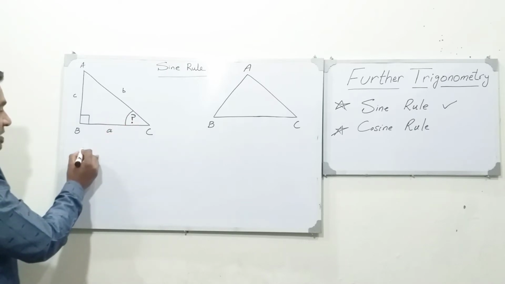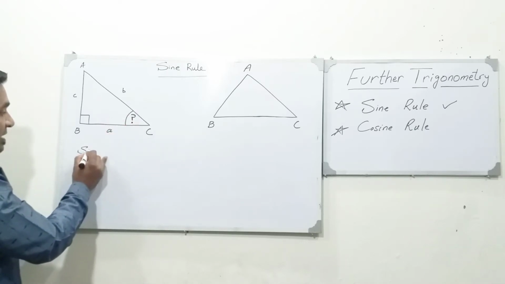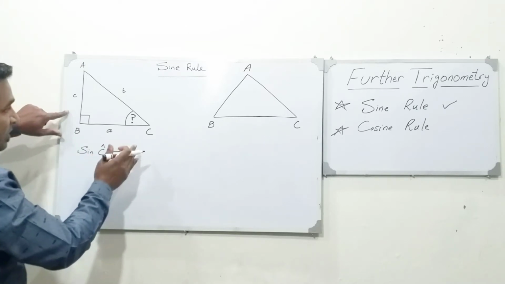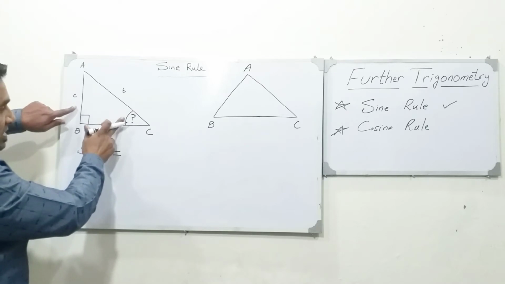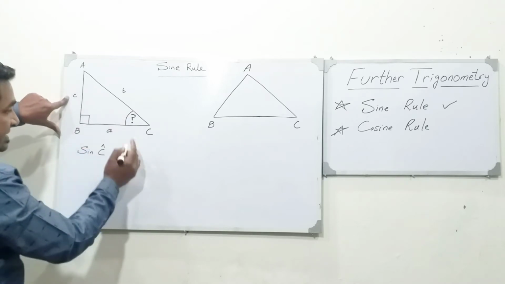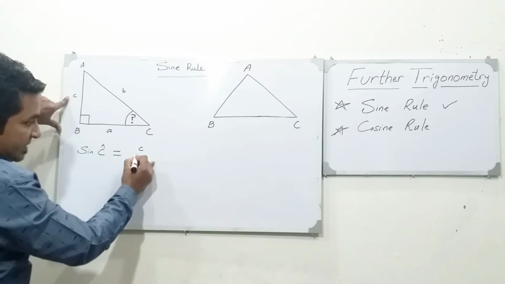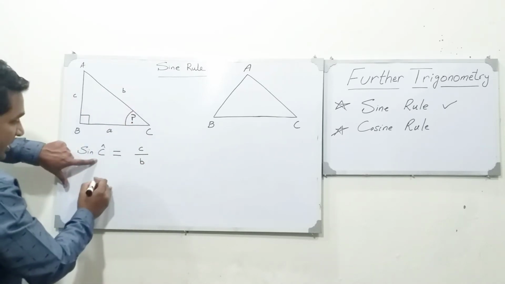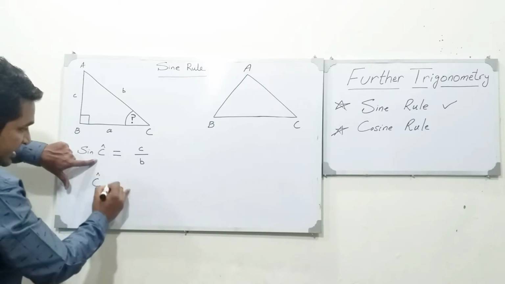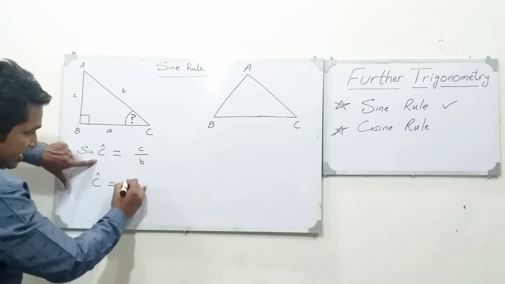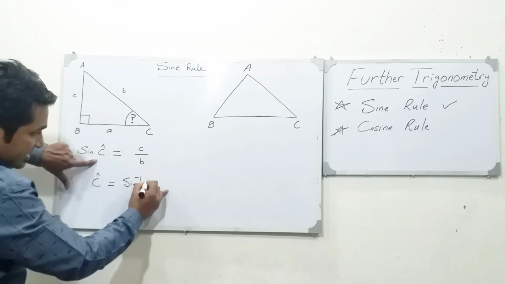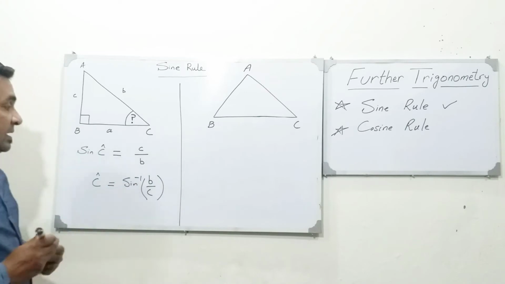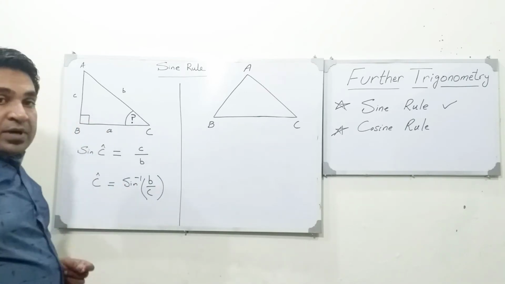Suppose I use the sine ratio, sine of angle C. You know sine is perpendicular over hypotenuse. The side opposite to angle C is the perpendicular, small c, and B is the hypotenuse. Then we can write C equals sine inverse of c over b, and you all know about it. But this is restricted to right angle triangles only.